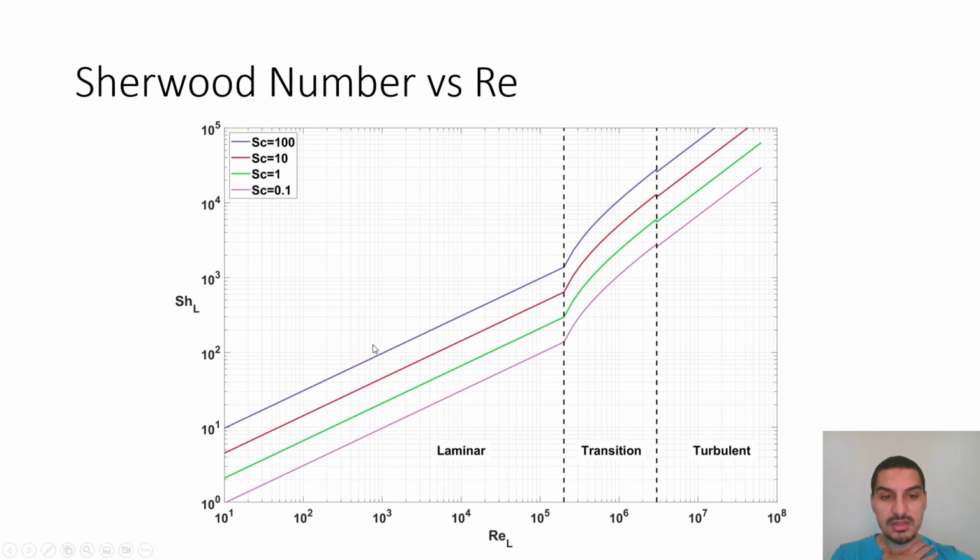We see this increase, and you see that after 200,000 it starts to be transitional and the slope starts to increase. And here in the turbulent region the slope is much larger than here, which means that the mass transfer coefficient as a value increases because the Sherwood number here is larger than here, and the rate of increase of the mass transfer coefficient is higher.